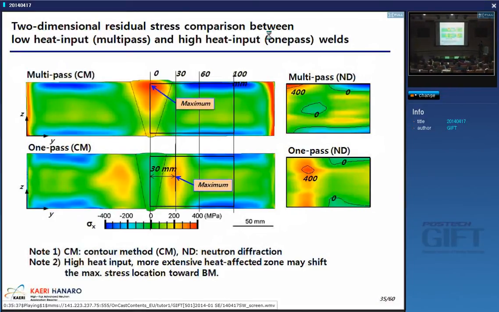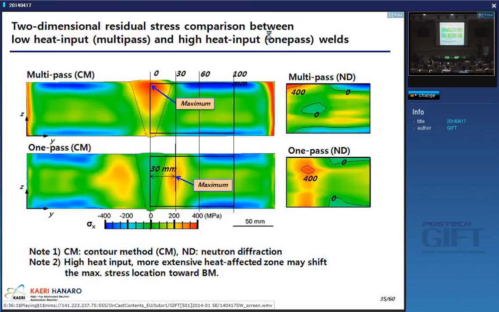At the end, a high amount of stress is developed. I explained a few minutes ago that contractions and then shrinkage make some tensile stress. So strong tensile stress is developed here. It's normal, right? How about the new process? The new process is quite different.